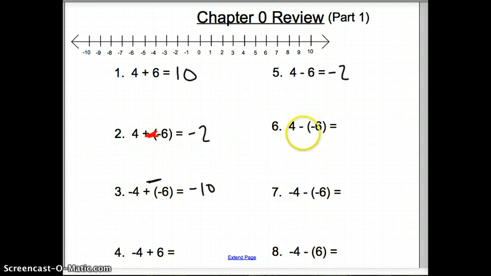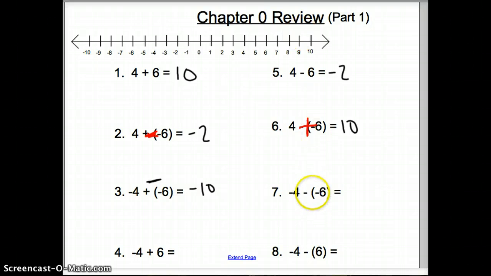Now let's jump to number 6 here. Let's go to 4. Now we are subtracting, so we're going to move to the left, but we're subtracting a negative 6, so that negative again puts us back to the right. So instead of going to the left 6, we have to go to the right 6. And so we go up 6, and it's 5, 6, 7, 8, 9, 10. So now 4 minus a negative 6 turns into a 10. So what does minus a negative turn into? Minus a negative turns into one big plus. Again, minus a negative turns into one big plus.